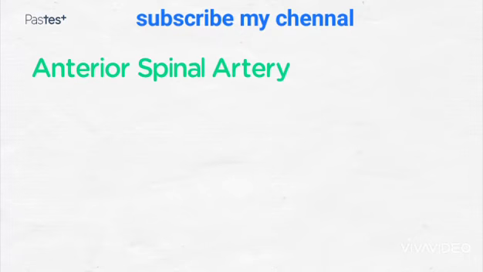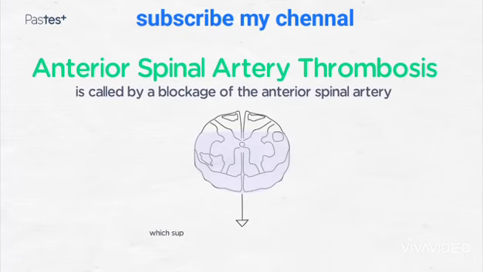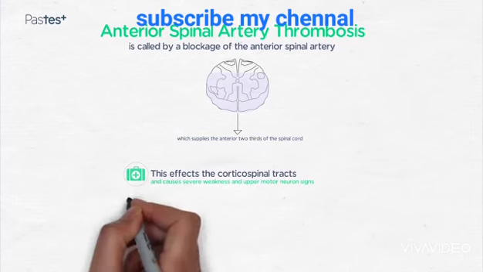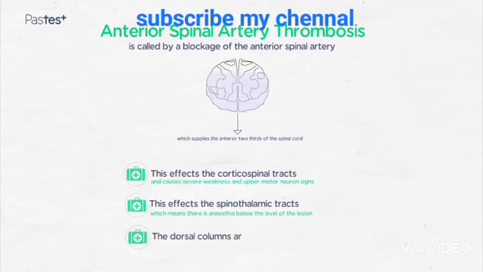Anterior spinal artery thrombosis is caused by a blockage of the anterior spinal artery, which supplies the anterior 2/3 of the spinal cord. This affects the corticospinal tracts and produces severe weakness and upper motor neuron signs below the level of the lesion. The lesion also affects the spinothalamic tracts, which means that below the level of the lesion there is anaesthesia. The dorsal columns are spared, having a separate blood supply, and therefore vibration and proprioception may be intact.